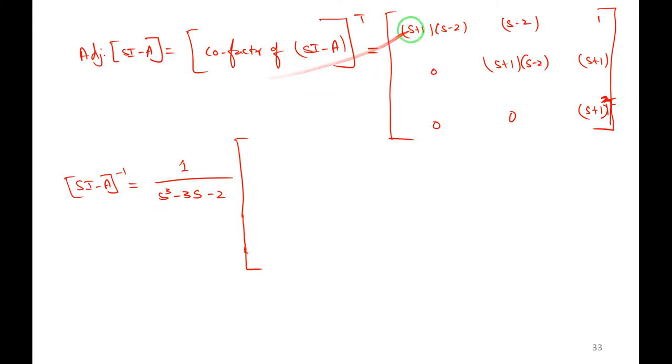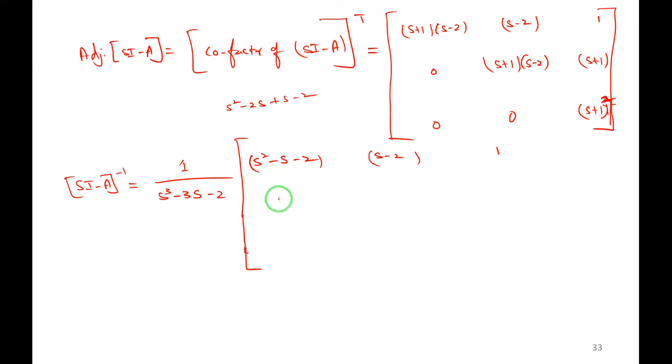So let me multiply here (S plus 1) into (S minus 2). So what will I be getting? S square minus 2S, then S minus 2 plus S minus 2. So what will I be getting? S square minus 2S plus 1, means minus S minus 2. This element I will multiply. Next, S minus 2 as it is, and put in brackets, then 1.